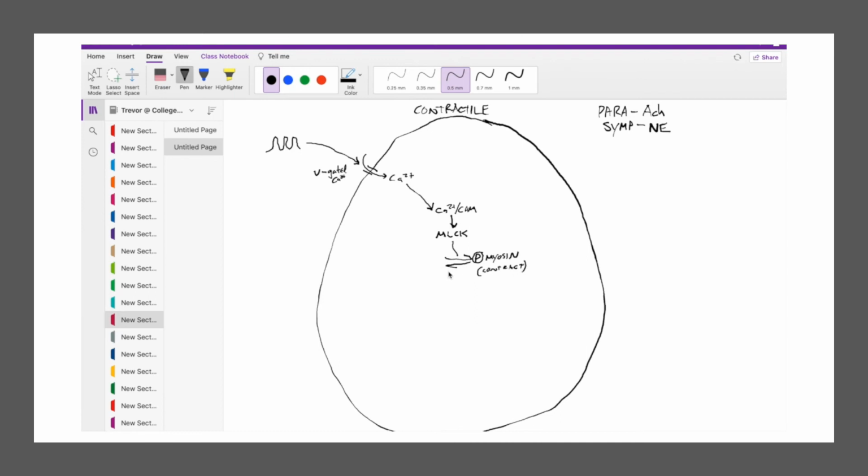Okay. And then we also know that we use the myosin light chain phosphatase. It's going to help stop or relax that contraction. So then we'll have our myosin with that phosphate group removed from the myosin light chain. Okay, so that'll be relaxation. We'll put in parentheses over here through that enzyme.